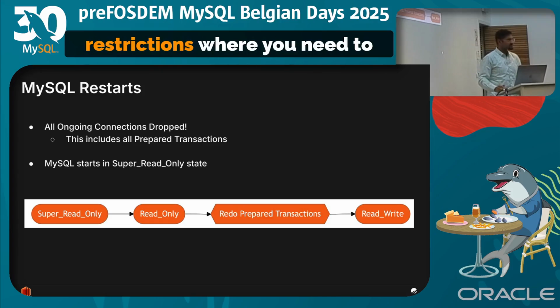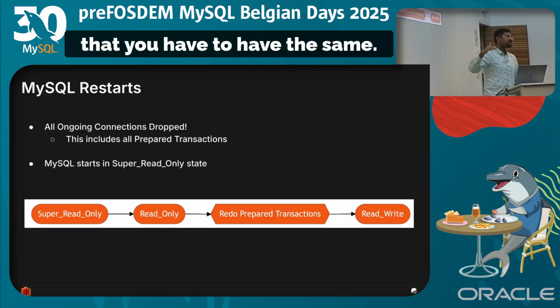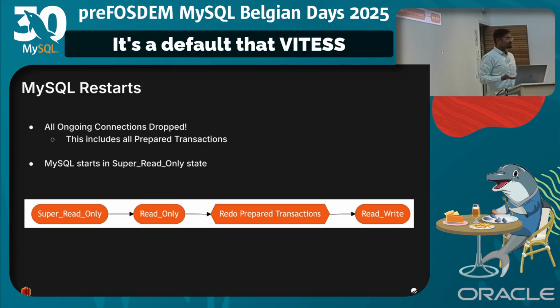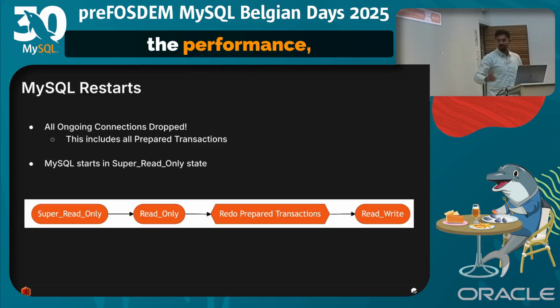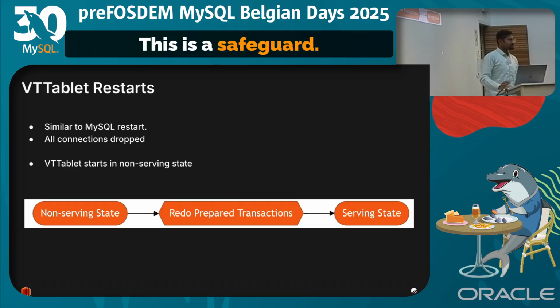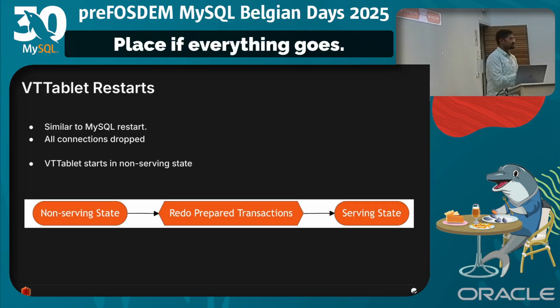Same way that we have other restrictions where you need to be running MySQL but only through sockets and not TCP. This is one other restriction that you have to have. It's a default that Vitess bundles in, but you should not be changing it, basically for correctness, not even performance. Exactly, this is a safeguard. You always want to have that in place. Yeah, if everything goes through the VT tablet, it wouldn't be an issue.